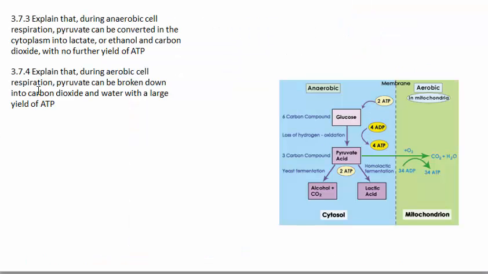Now, if you have oxygen, one thing happens. If you don't have oxygen, you have a process called anaerobic respiration. It means without oxygen. This assessment statement says, explain that during anaerobic cell respiration, pyruvate can be converted in the cytoplasm into lactate or lactic acid or ethanol and carbon dioxide with no further yield of ATP.